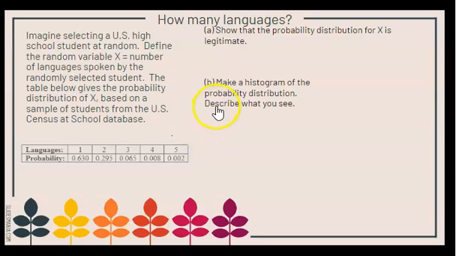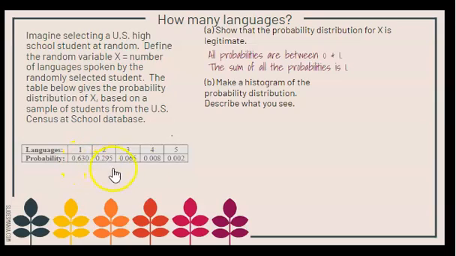Okay? So the first thing it says is, show that the probability distribution for X is legitimate. Now, the process of doing this has not changed. It's exactly what we've done before. So all the probabilities are between 0 and 1. That's the first criterion, so that works out in this problem. The second criterion is that all these probabilities have to add up to equal exactly 1. And they do. So that's what I need to check for if the distribution is legit.